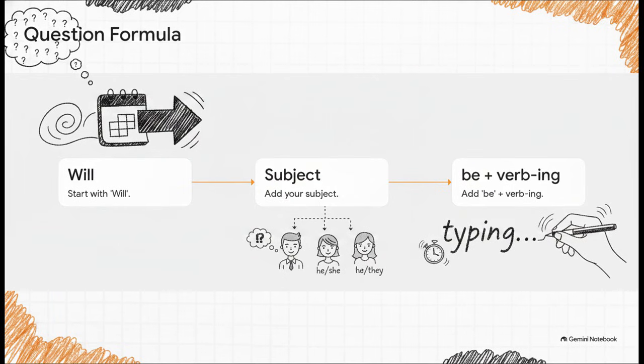First, start with the word will. Second, add your subject, your you, he, she, or they. And finally, third, plug in be plus your verb with an ing at the end. Bam, that's the entire formula.